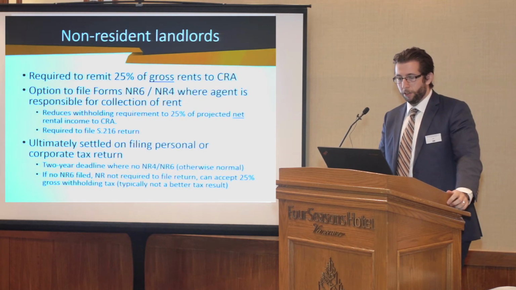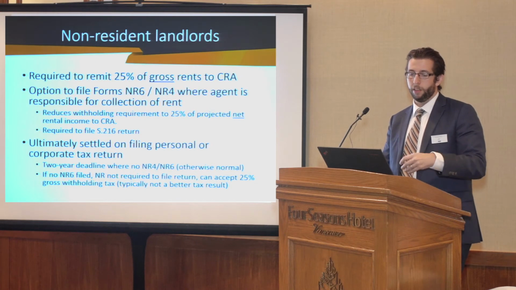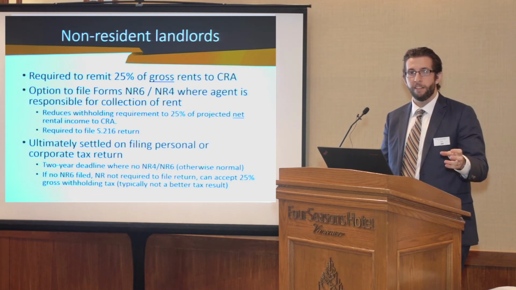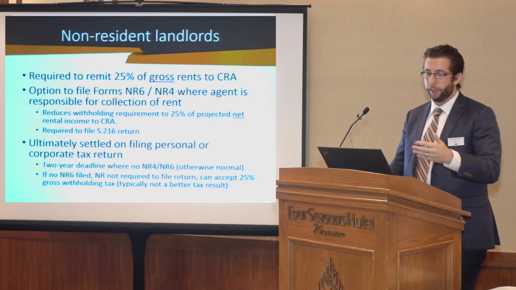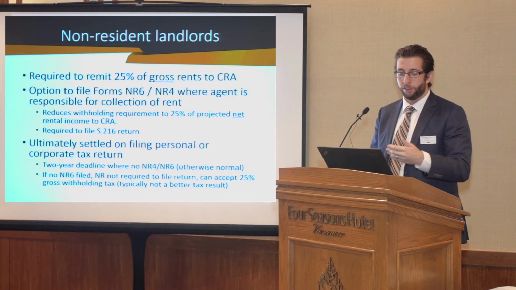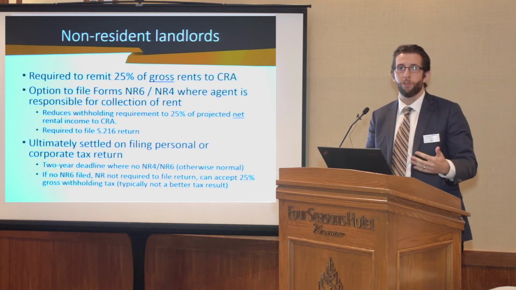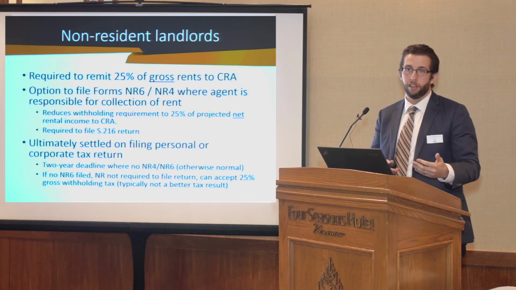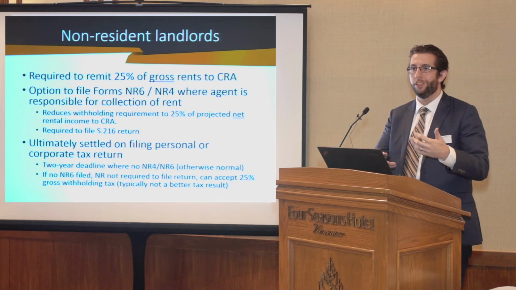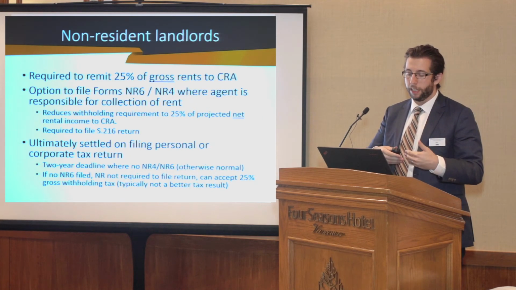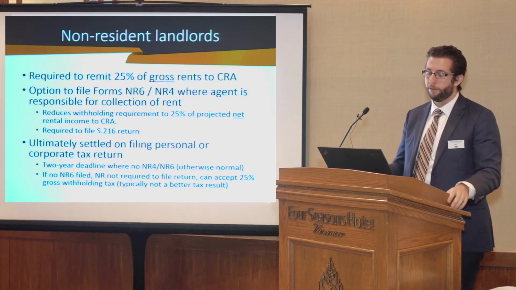So a little bit about non-residents. If you're a non-resident landlord, there's a requirement to remit 25% of your gross rents to CRA. And if you have an agent working in between, you can choose to file this NR6 form so that instead of having to do it based on the gross rents, you do it based on the net rental income for that property. So you're able to work in the expenses so that you don't need to remit as much to the CRA, and more of the cash stays in your hands on an active basis.